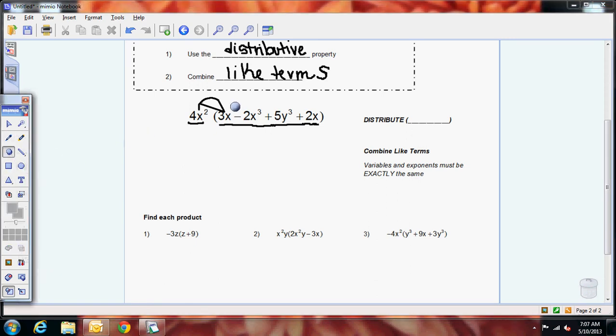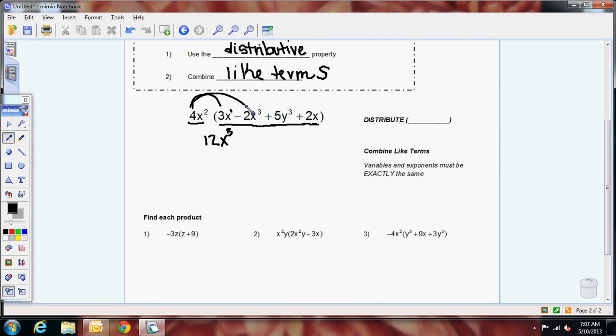So if you go ahead and try the first one, we're going to get 4 times 3. We're going to multiply those coefficients. So 4 times 3 would give us 12. And then we have x squared and x to the first. So that's why it's really important to remember the power rules. So x squared times x to the first would be x to the third. Okay, so we're done with that one. If it helps you, you can cross that term off because you're done with it.